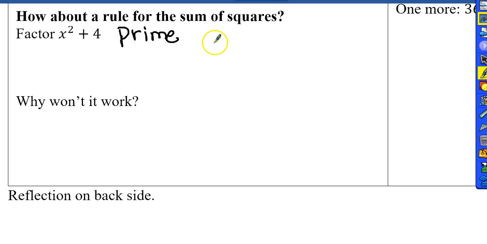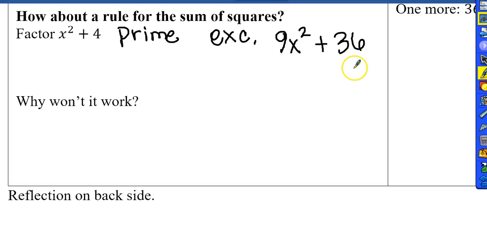Now, there is an exception, so let's put an exception. They're not always prime. For example, I could have a 9x squared plus 36, and you can't tell me that that's prime because they have a what? So 9x squared plus 36, we can't continue to factor because we can't factor the sum of squares, but we can factor out a GCF. So just be aware of that.